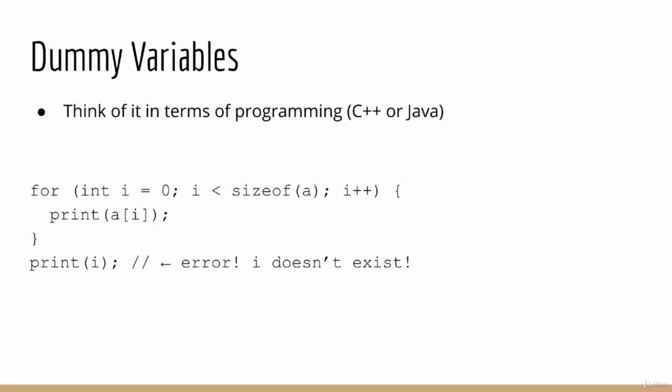Another way to think about this is in terms of programming. Unfortunately, you have to know some C++ or Java to understand this example, since it doesn't really apply to Python. So if you do, then great, and if you don't, then just ignore this example. We can see here just a simple for loop where we print each element of an array. When we're done, we try to print the value of i. Unfortunately, this doesn't work because the variable i does not exist outside the for loop. It's just a dummy variable that exists inside the for loop.